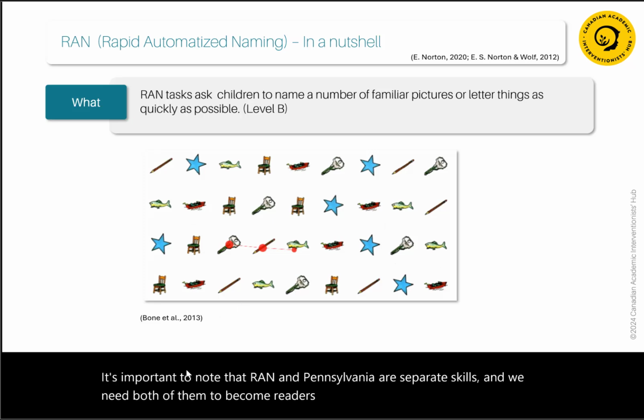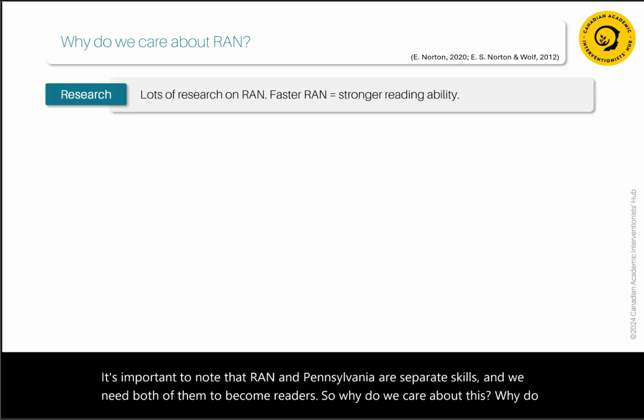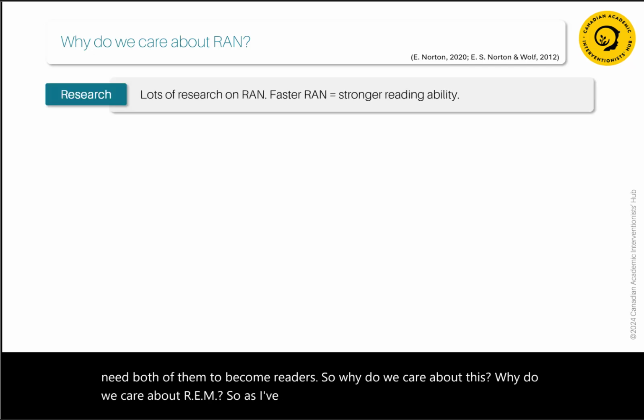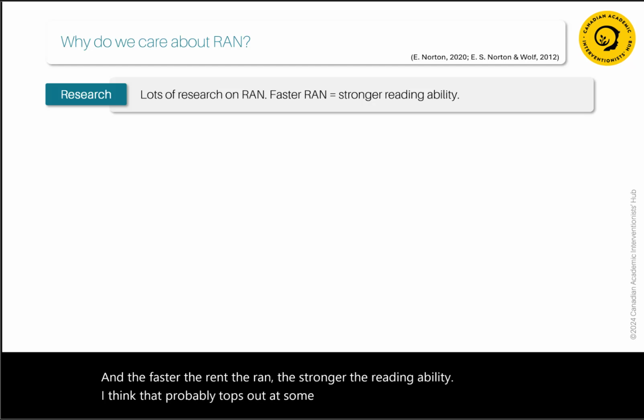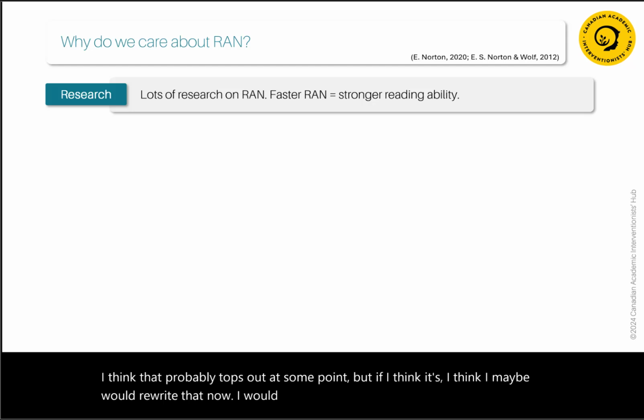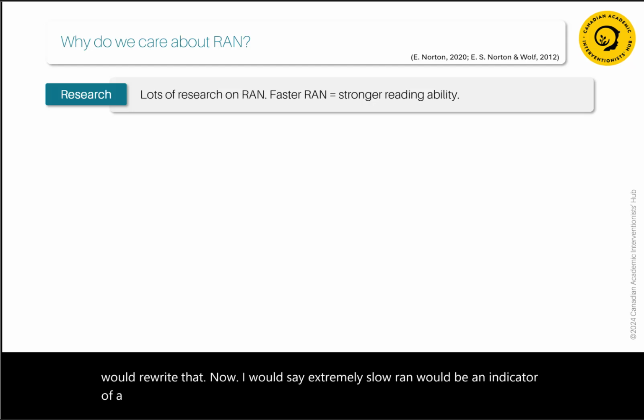So, why do we care about this? Why do we care about RAN? As I've said, there's a lot of research on RAN, and the faster the RAN, the stronger the reading ability. I think that probably tops out at some point. But maybe I would rewrite that now. I would say extremely slow RAN would be an indicator of a potential difficulty with reading.